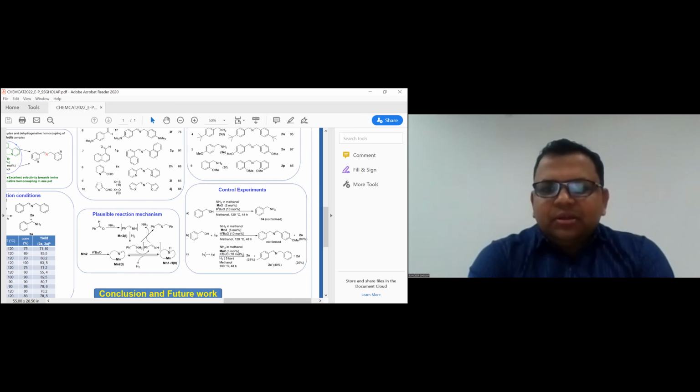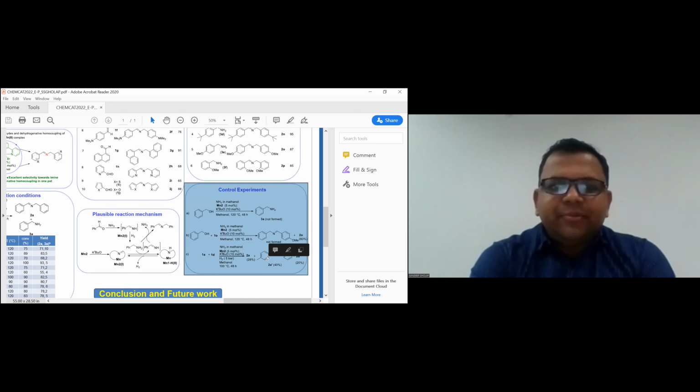Also we get the cross homocoupling of these two aldehydes together to form a cross coupling. This is an advantage for using various types of two different aldehydes to form a cross coupling and get a different kind of this amine product.